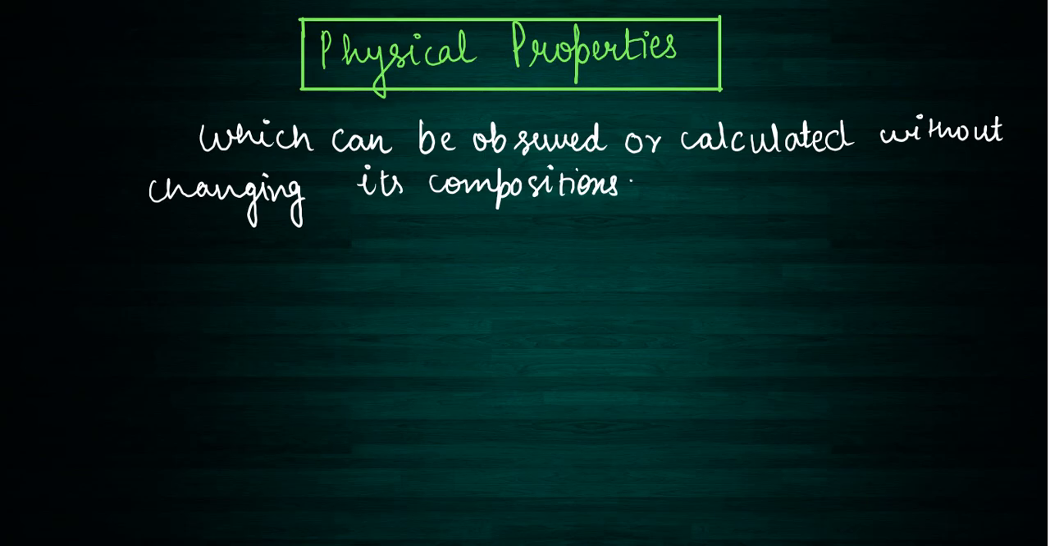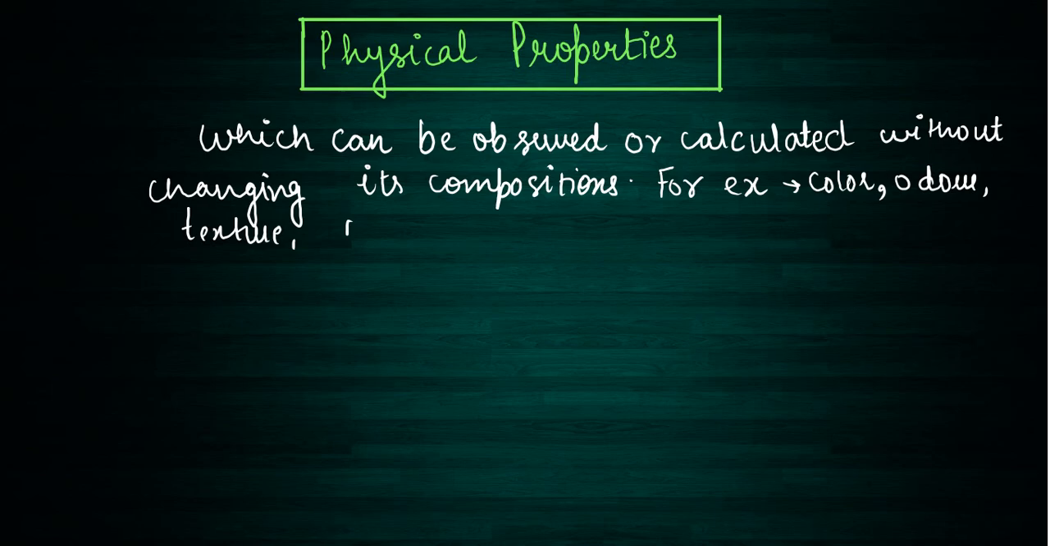For example, it is used to define an element. So anything that defines an element is known as its physical property. For example, color, or you can say odor, or texture of that element, or boiling point of that element. Anything which defines it is known as its physical property.